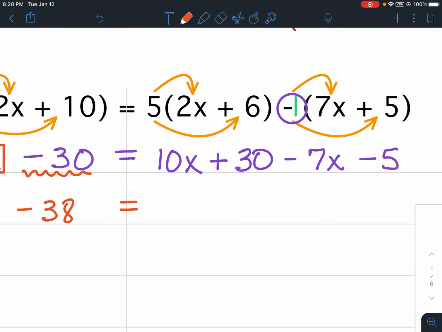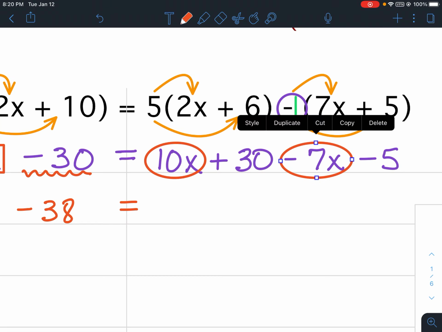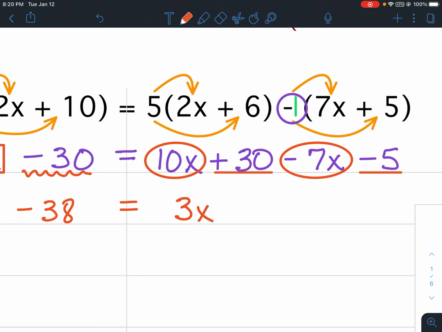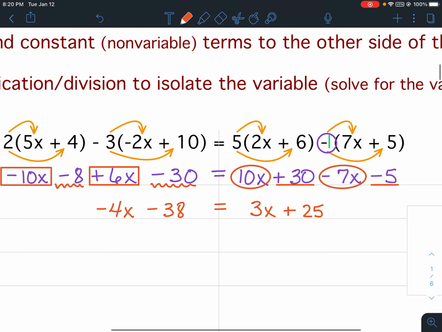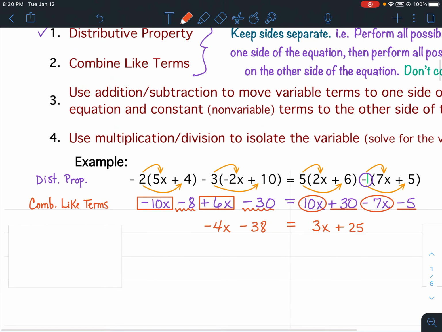Now I don't want to use the same symbols. So this time I'm going to circle my x term here, circle my x term there, and this time I'm going to use straight lines underneath my constant terms. All right, so 10x minus 7x would be 3x. Then 30 minus 5 would be positive 25. So that was step 2.